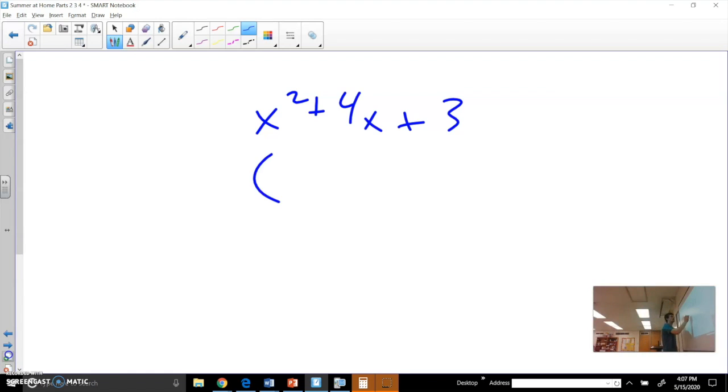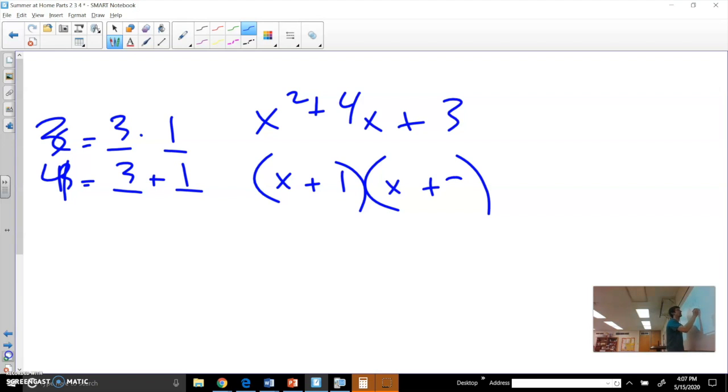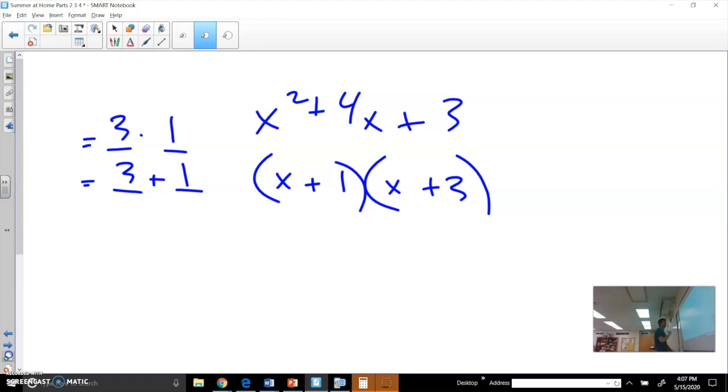Once you really understand how this works, we're trying to multiply to be C, and we're trying to add to be B. So in this problem, we're trying to multiply to be 3 while adding to be 4. Thinking about it, 3 times 1 is 3, and 3 plus 1 is 4. So this would ultimately factor to x plus 1 times x plus 3. If you can lock in on what we are trying to multiply to be and what we are trying to add to be, that can make it a lot quicker.